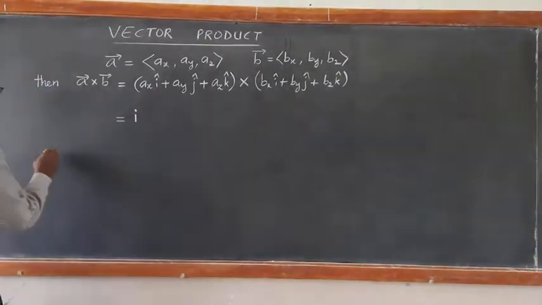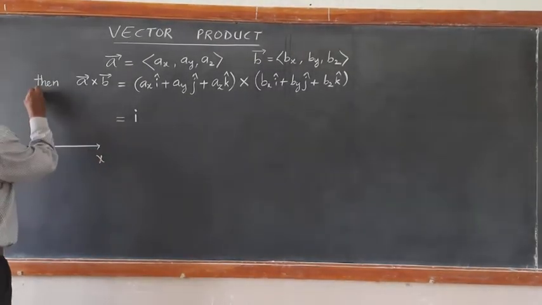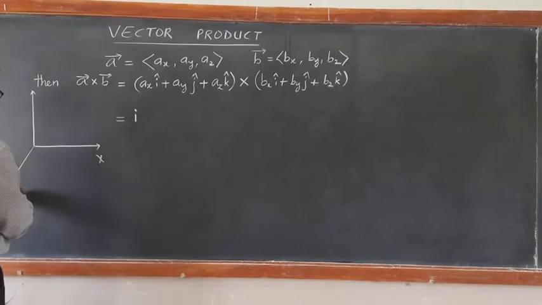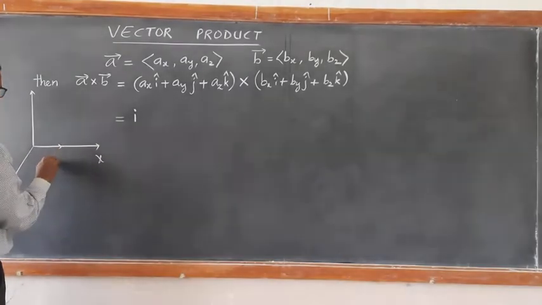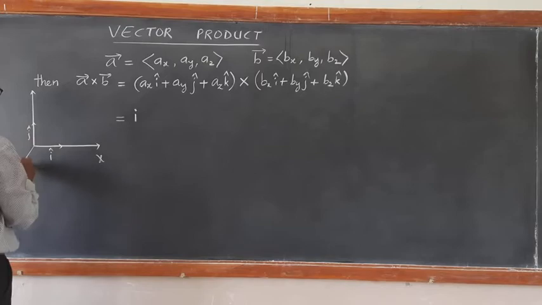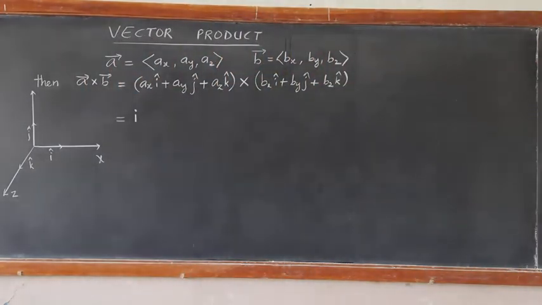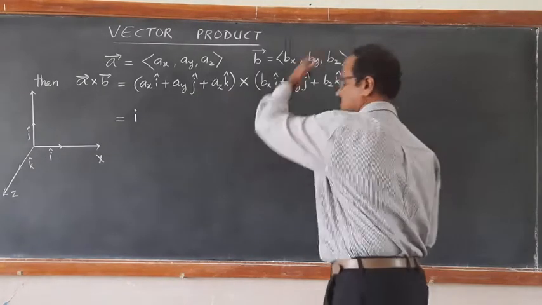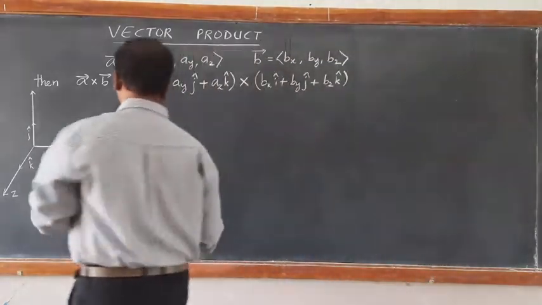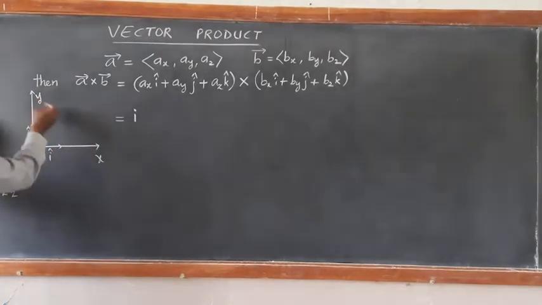So remember, this is X, this is Y, and this is Z. Along the x-axis, the unit vector is i cap. Along the y-axis, the unit vector is j cap. Along the z-axis, the unit vector is k cap. Now, remember the cyclic order x, y, z. If you remember the cyclic order, then the expansion becomes very simple. i refers to x. After x, it is yz.